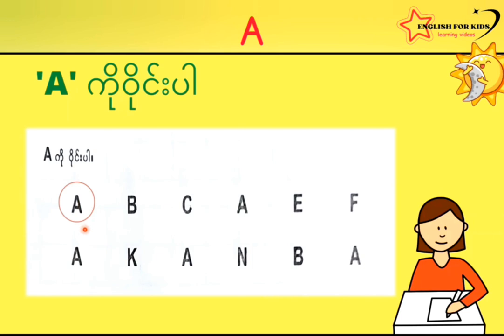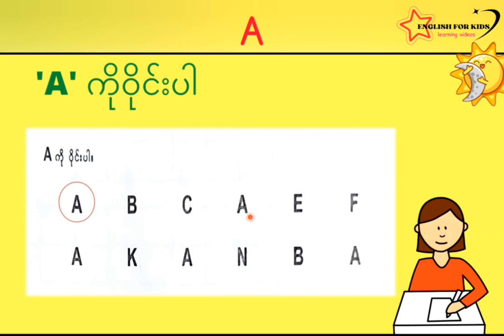Now let's look at the second one. Is this letter A? No, it isn't. This isn't letter A. So we are not going to circle it. How about this one? Is this letter A? No, it isn't. So we are going to skip this one also.